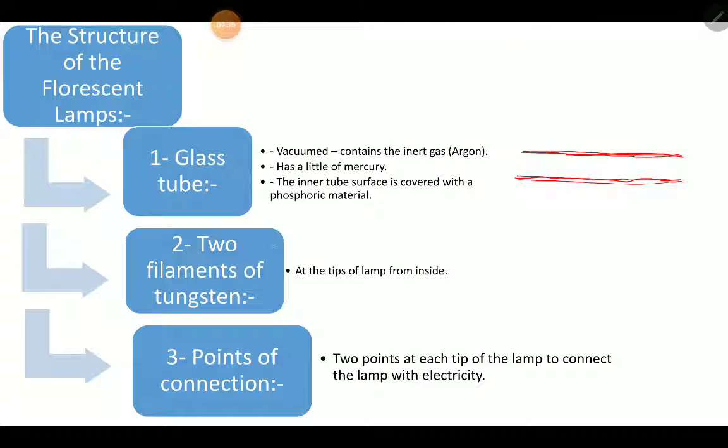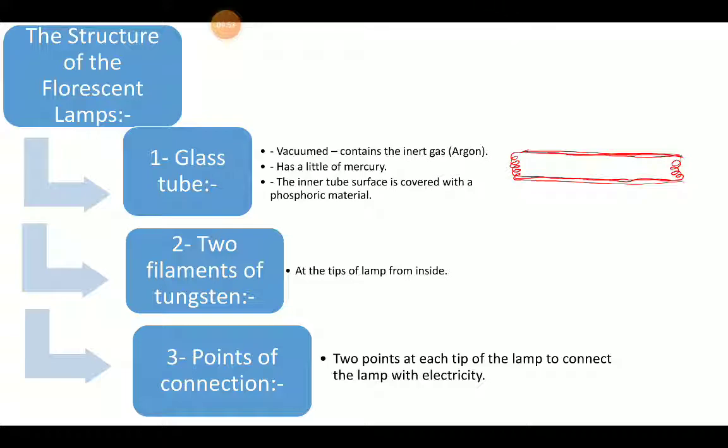The second structure is the two filaments of tungsten. They are found at the two tips of the lamp from inside. Two filaments of tungsten, where each tip contains a filament of tungsten.